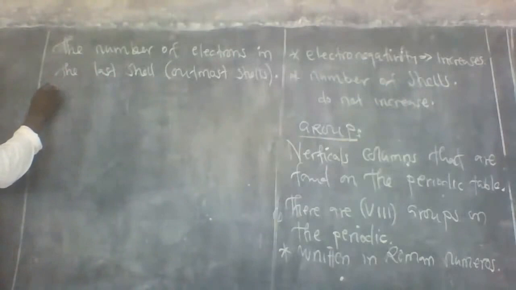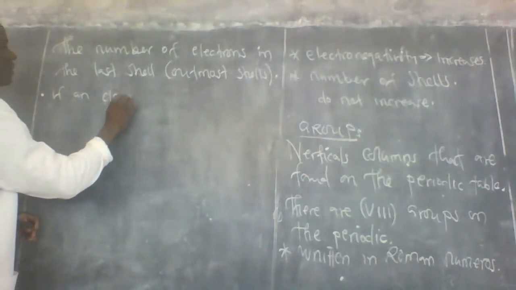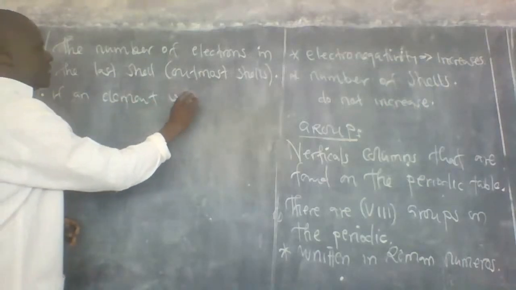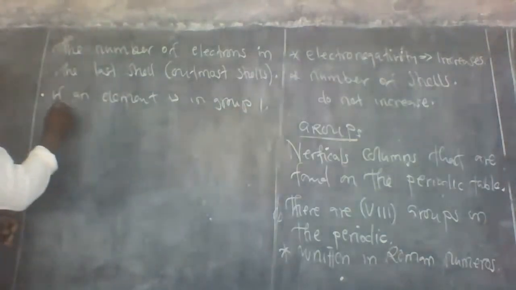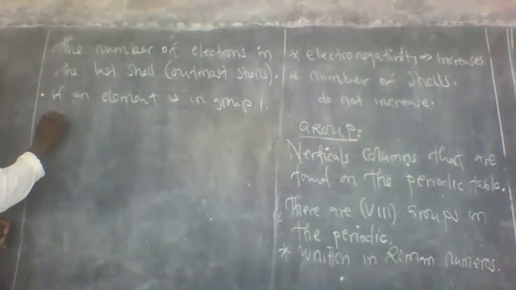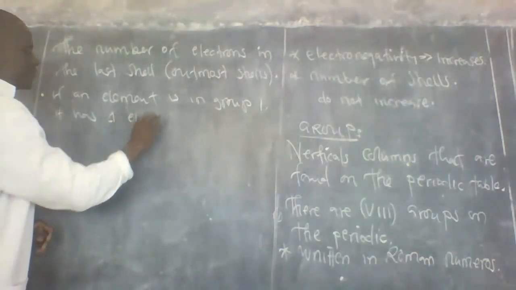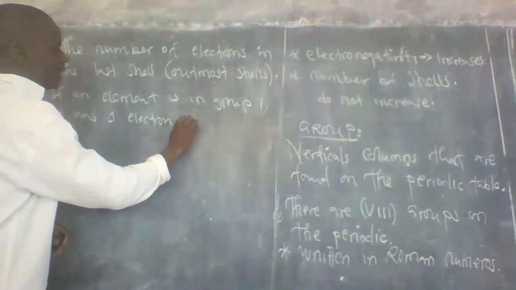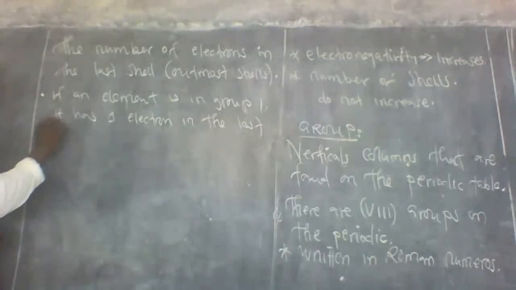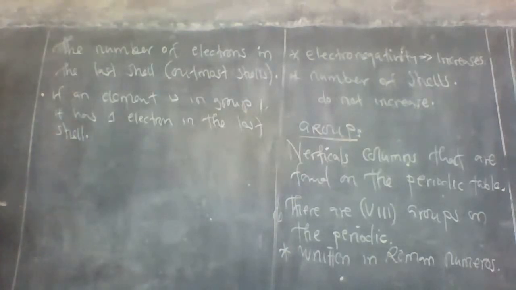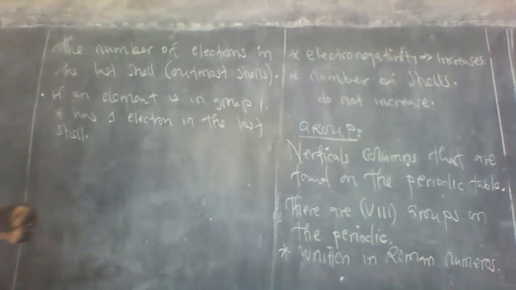So we are saying if an element is in group 1, it has one electron in the last shell. That is what it means. So let us try and see if this is true.